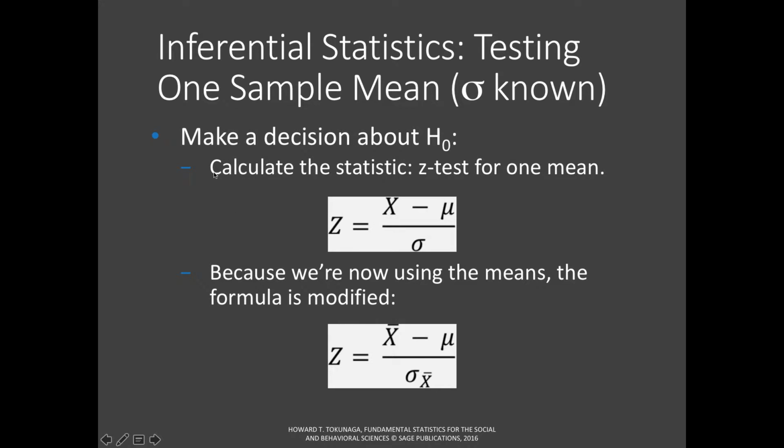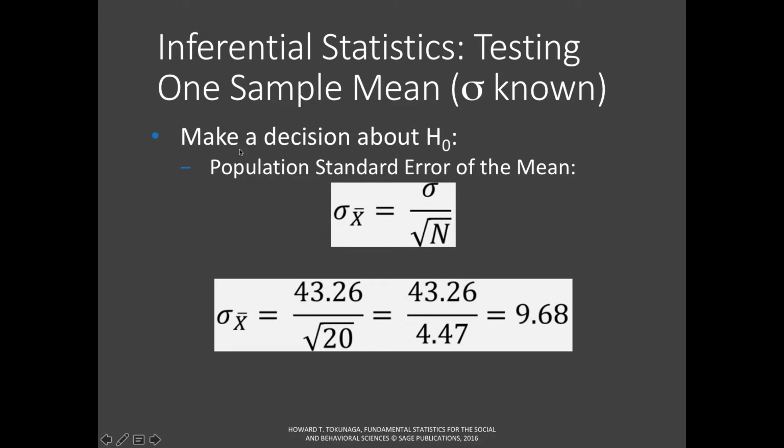Okay, so first we're going to calculate the statistics. So we're going to use this z formula again. And because we're using means, it gets a little different. It just has this sub x-bar (the mean) in the bottom part. So to make a decision, first we have to find the standard deviation of the mean of your sample. In order to do that, you use the population standard deviation divided by the square root of the n, or the number in your sample.